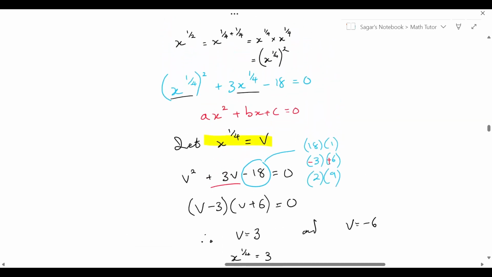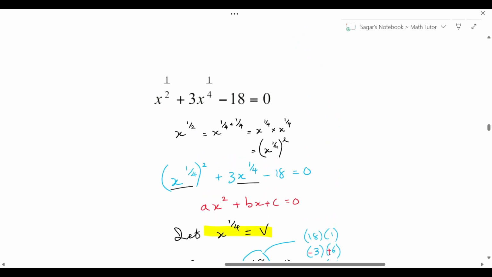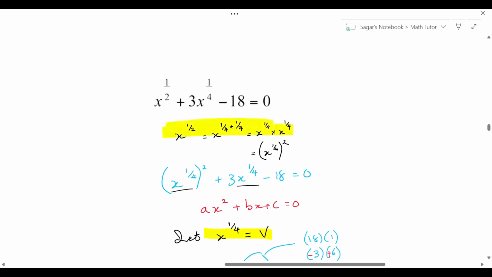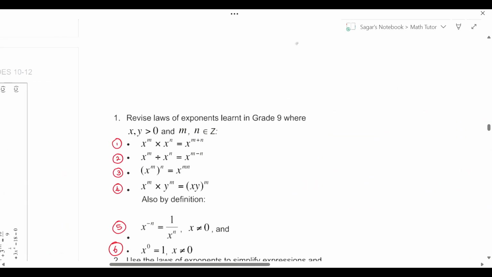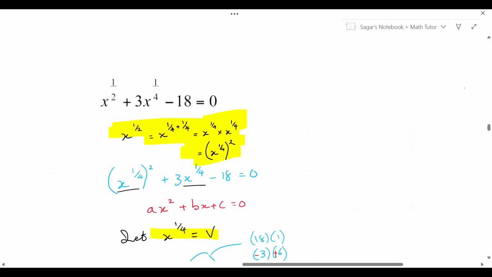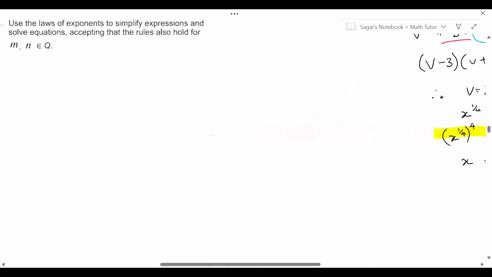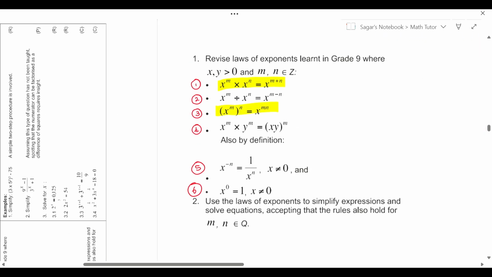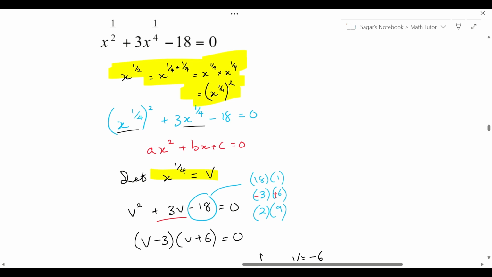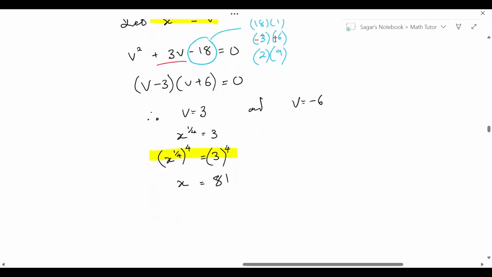Now, before I continue, this section, I simply utilized my laws of exponents, which was the first law and the third law, right? And in this case, in the final steps, I utilized the fourth law. So you can screenshot this and refer to it. Let us continue with the question.